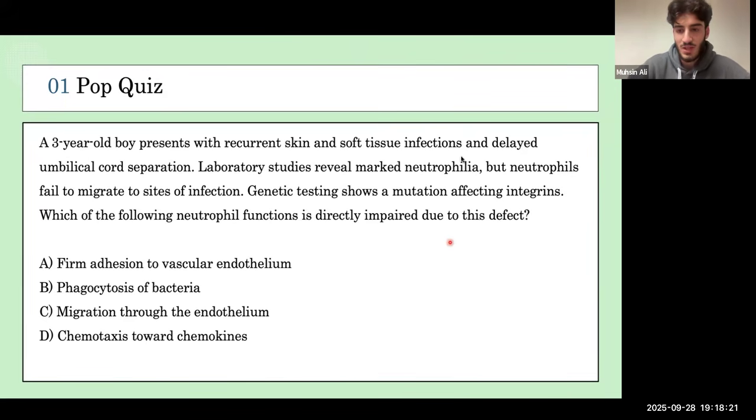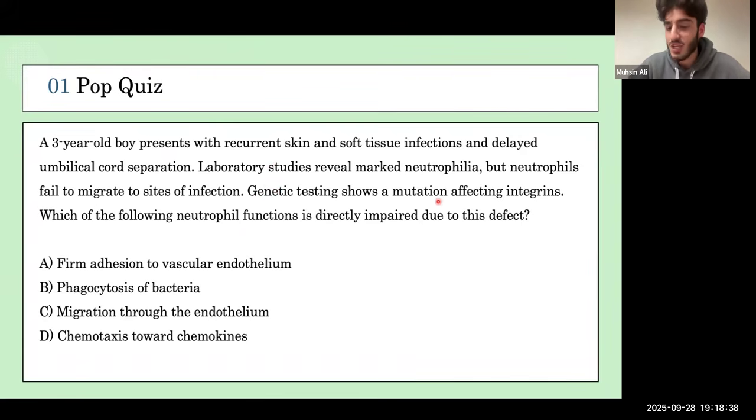Okay, so we have a few answers in the chat. A, that is the correct answer. Thank you, Omar, for reading the question. I appreciate it. So what do you need to know about this? There's a lot of text here about a 3-year-old boy, skin infection, and so on. You don't need to know all of that. The question is right here.